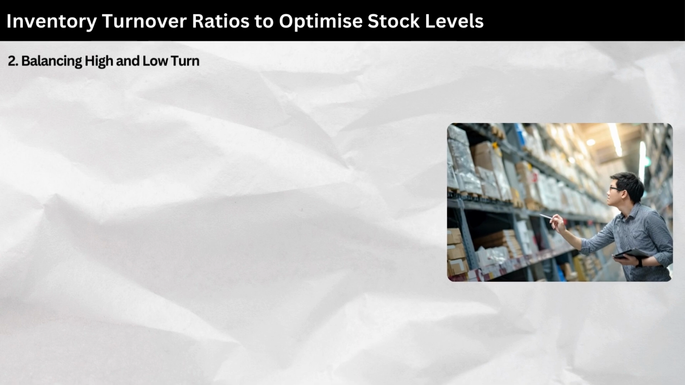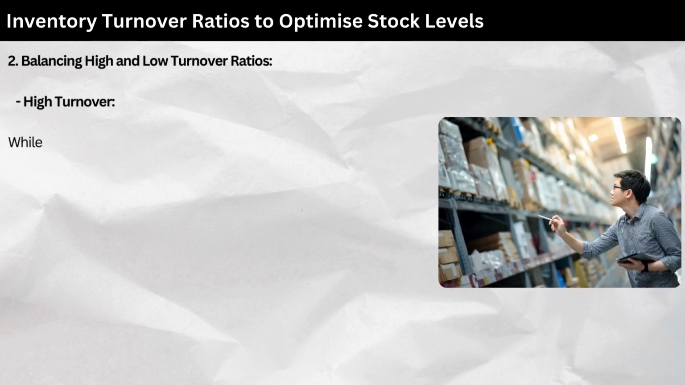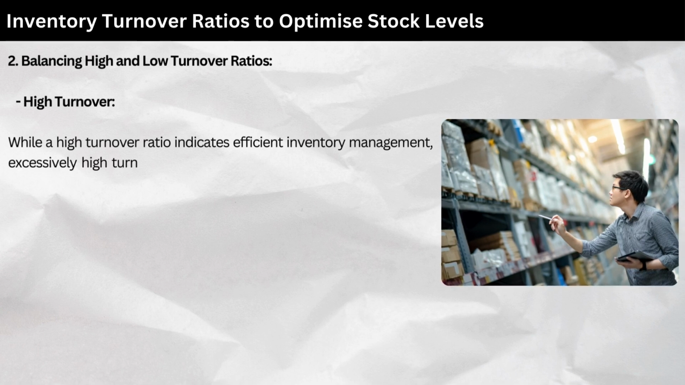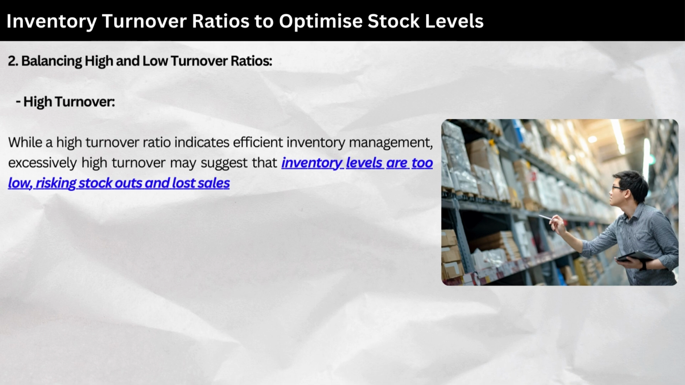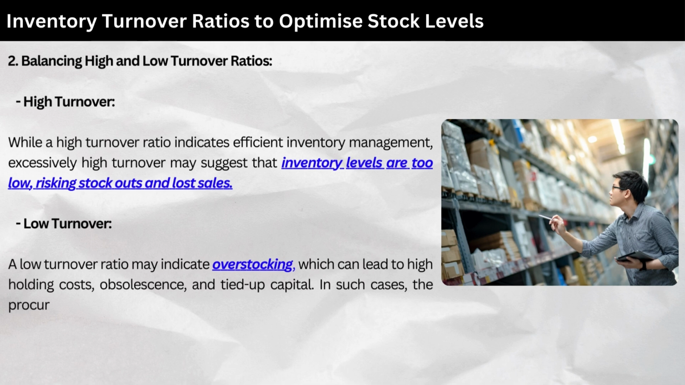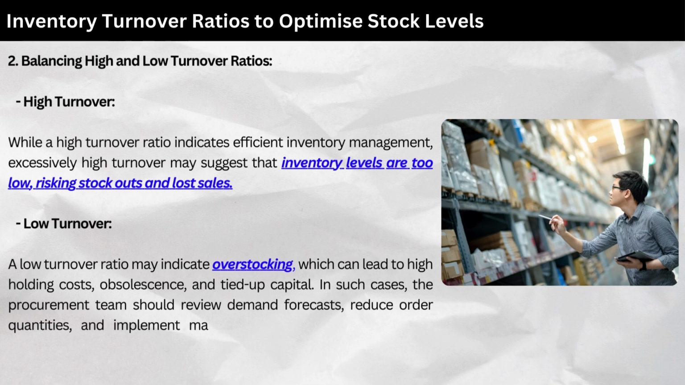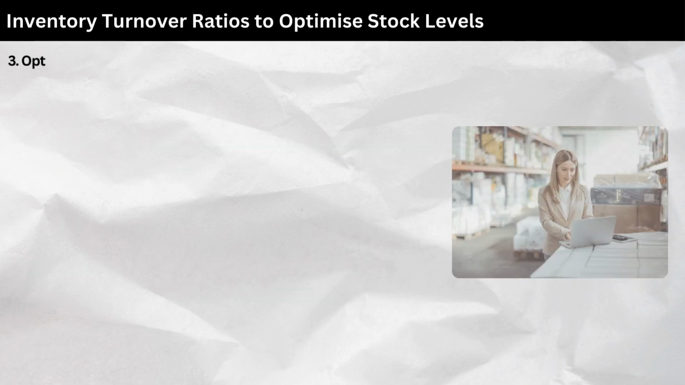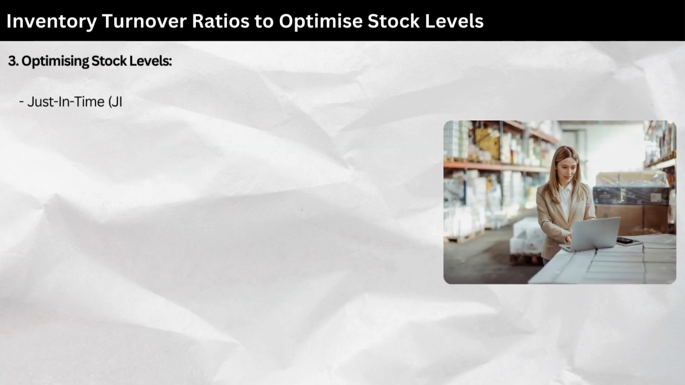2. Balancing high and low turnover ratios. High turnover. While a high turnover ratio indicates efficient inventory management, excessively high turnover may suggest that inventory levels are too low, risking stockouts and lost sales. Low turnover. A low turnover ratio may indicate overstocking, which can lead to high holding costs, obsolescence, and tied-up capital. In such cases, the procurement team should review demand forecasts, reduce order quantities, and implement markdown strategies to clear excess inventory.